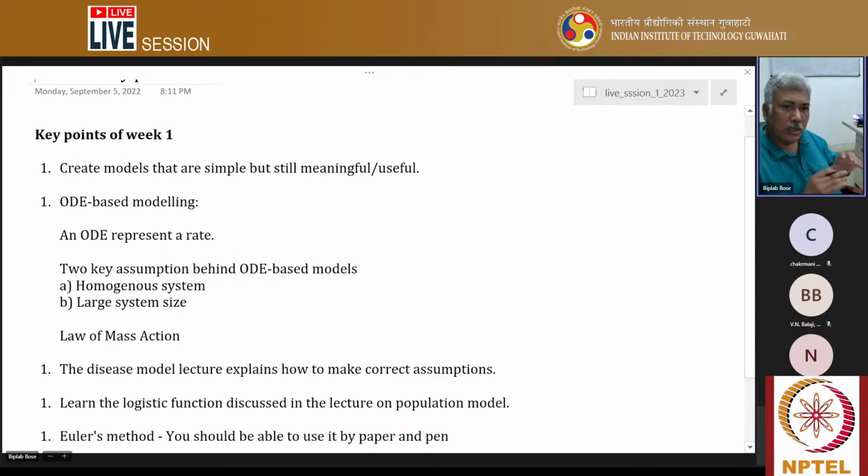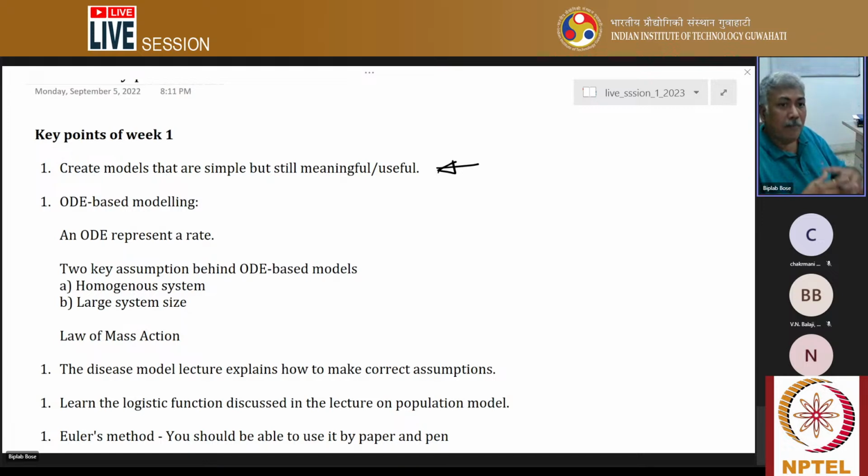So let us look into the first week's main content and the points that you should keep in mind while reading it. The first lesson that you should learn from the lectures of the first week is that mathematical models are not real. A mathematical model is a reflection or a reduced version of what you are seeing in reality. If you want to create a model, you do not want to include everything that is happening in reality, but rather you want to create a very reduced representation of the whole thing.